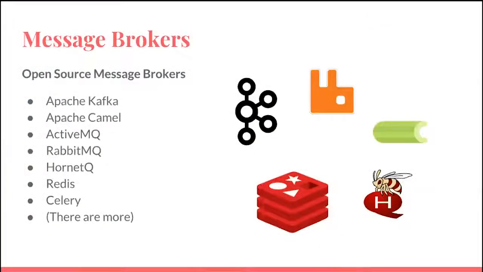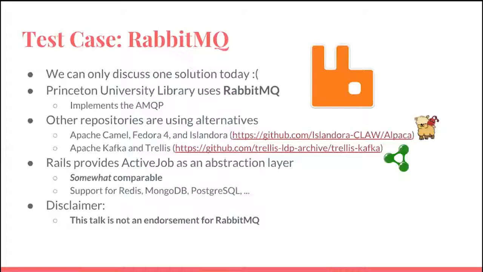So getting to the technology, there are a number of brokers that you can support. Many of you are probably familiar with a number of these services. There are plenty. I'm not going to enumerate even this list. We're only going to be discussing RabbitMQ today. This is what we use currently at the Princeton University Library. It implements this Advanced Message Queuing Protocol referenced earlier. But there are alternatives even within the repository community.